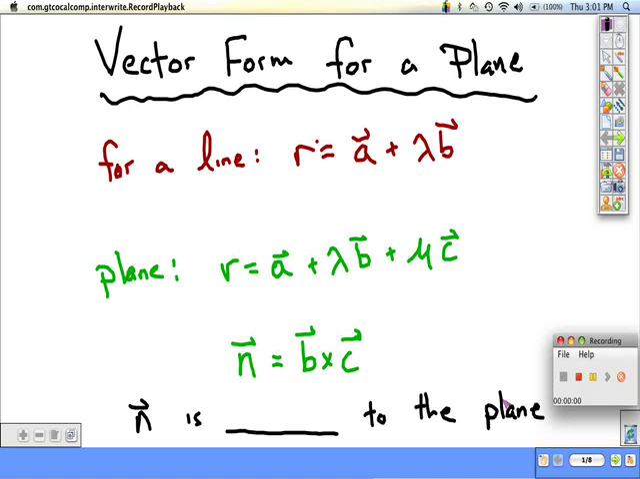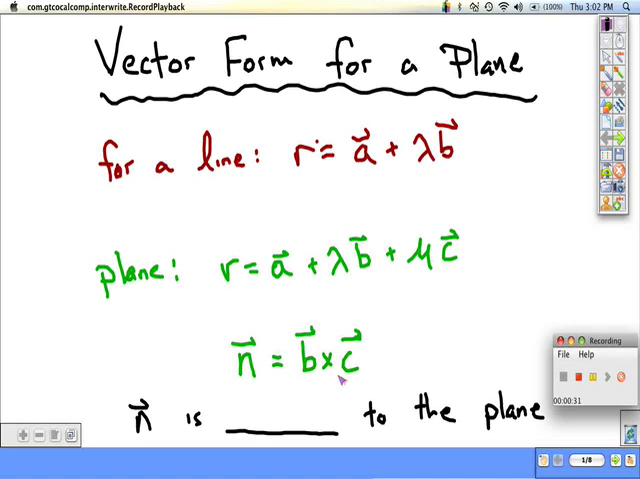This section is about planes and their parametric and Cartesian forms using vectors. For a line, we take a point and add on a parameter times a direction vector. To define a plane, we need two direction vectors, B and C, and a multiple of each one added to some given point in that plane.